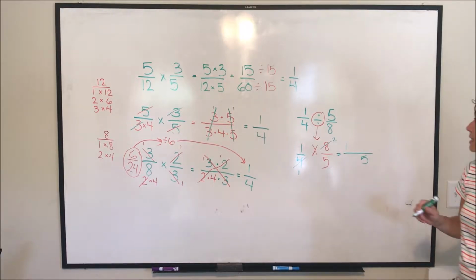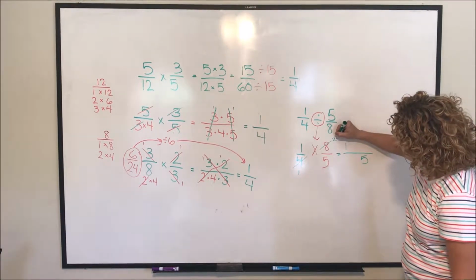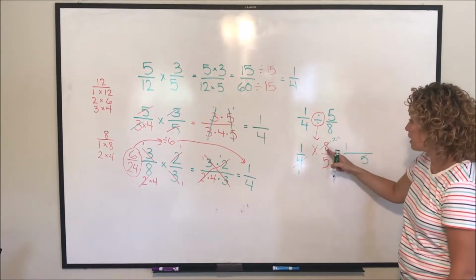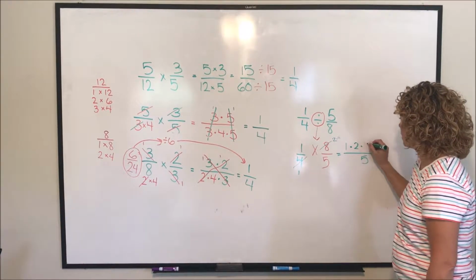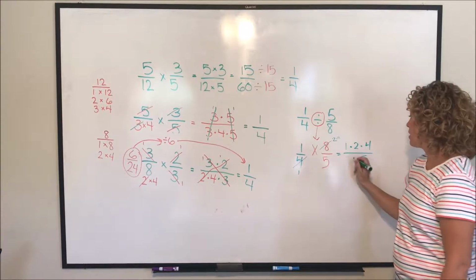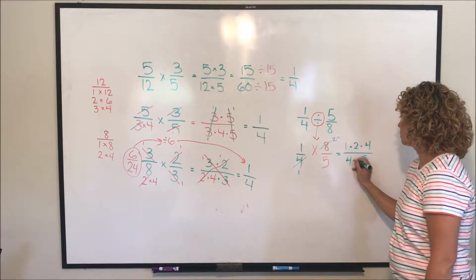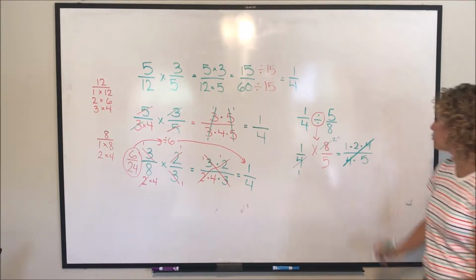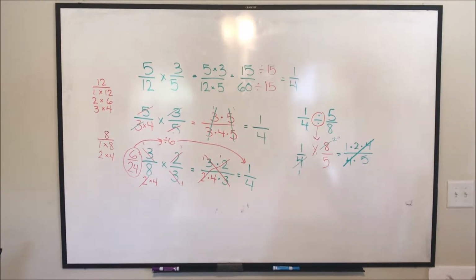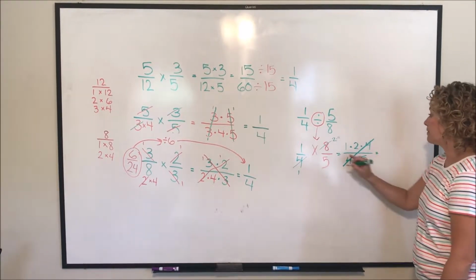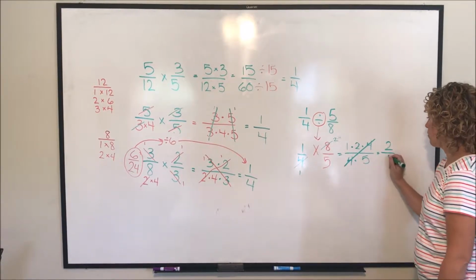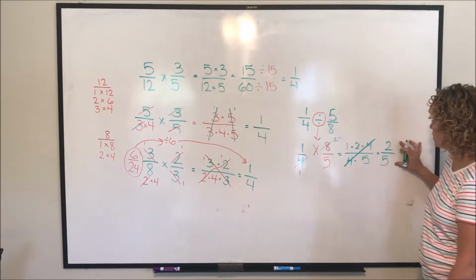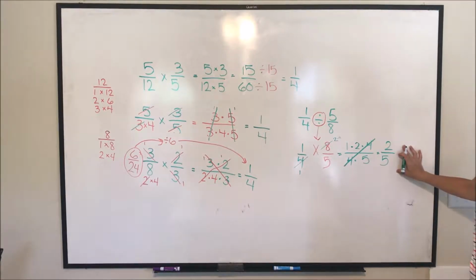If I don't see this, I know that 2 times 4 equals 8. So I can replace that 8 with a 2 and a 4. There's the 4 down there. And you can see again, those 4's cancel out. That leaves us with 1 times 2, which is 2, and a 5. So our answer to this problem is 2/5.